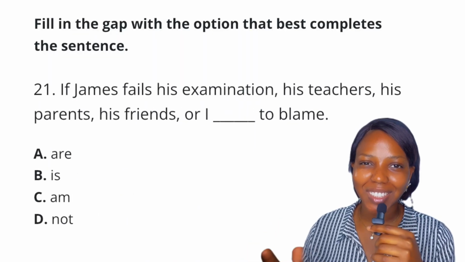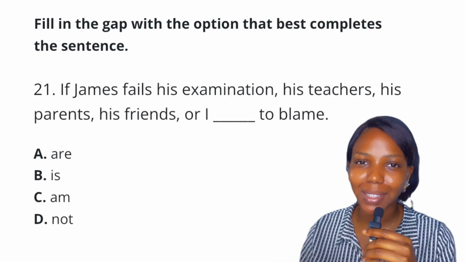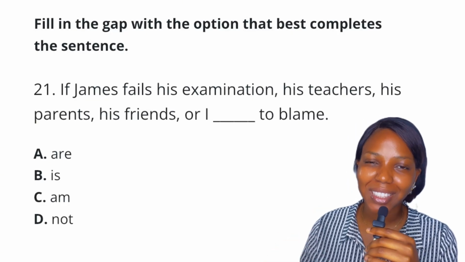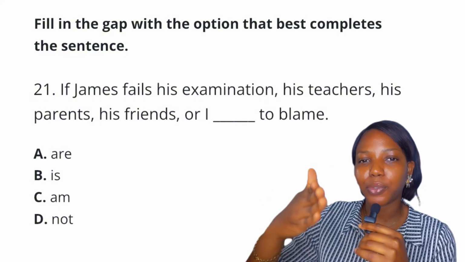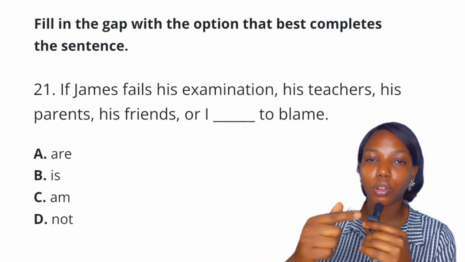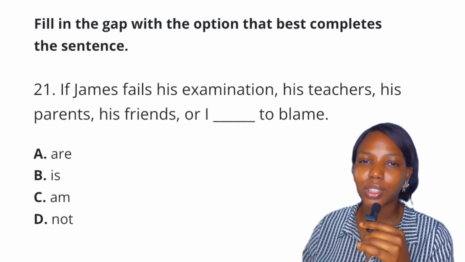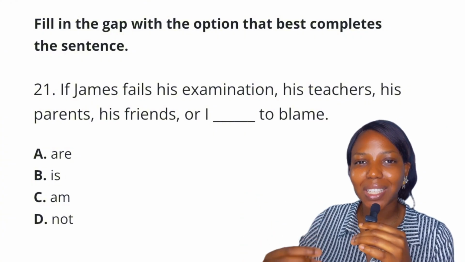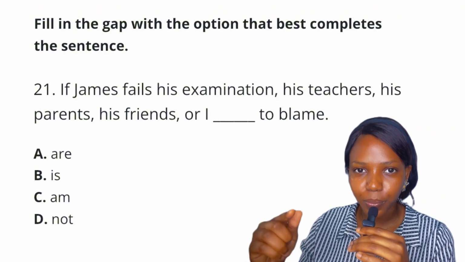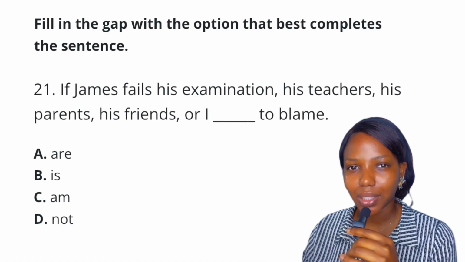Now, this question is one of JAMB's favorite tricks, and trust me, if you can master this, you will get free marks. So this question is under the rule of concord, subject-verb agreement, specifically the rule of proximity. And what does this even mean? It's simple. When different subjects are used in a sentence or are linked by the conjunction or, the verb must agree with the subject that is the closest.